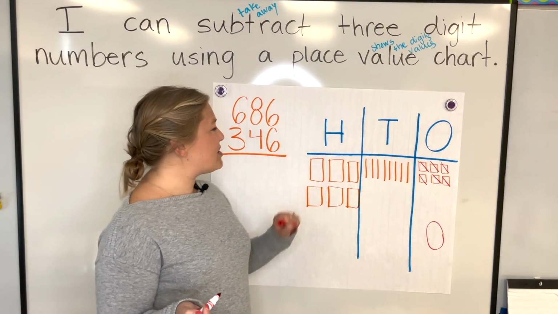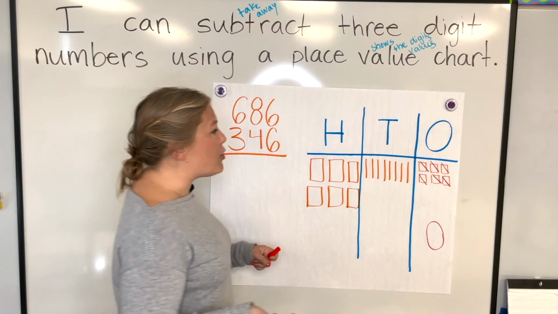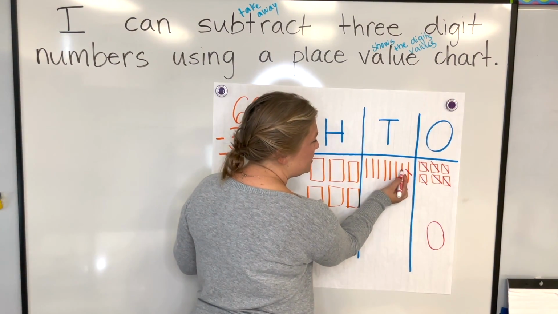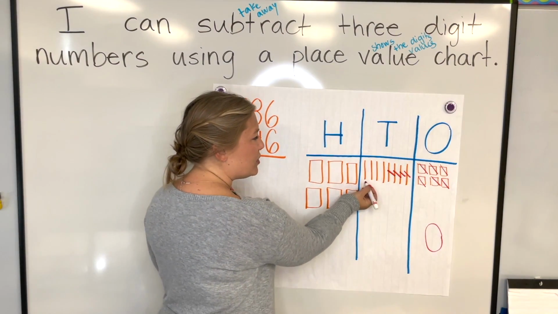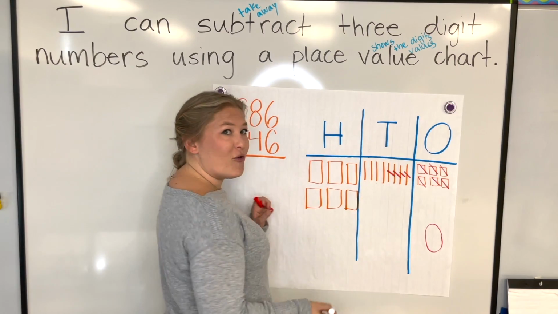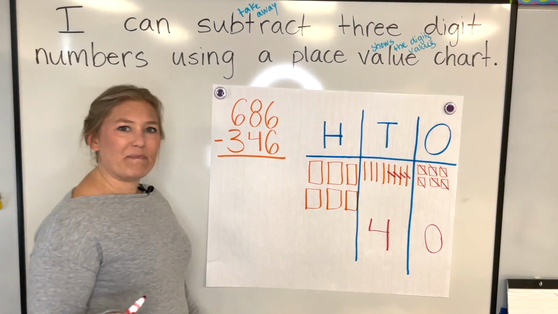Let's move to our tens column. I come back to my problem. I see that I have a 4. So I'm going to take away 4 tens. 1, 2, 3, 4. How many do we have left? 1, 2, 3, 4. So I know there's going to be a 4 in my tens column.